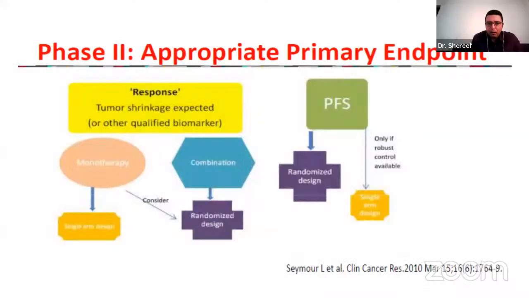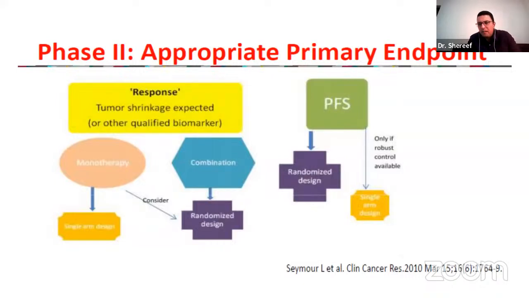Primary endpoint can be overall response rate. However, if you are using a regimen that includes a combination of more than one medication, you need to have a randomization. And especially in the era of target therapy, when you are not expecting to have downsizing of the tumor, and all you can expect is disease stabilization.